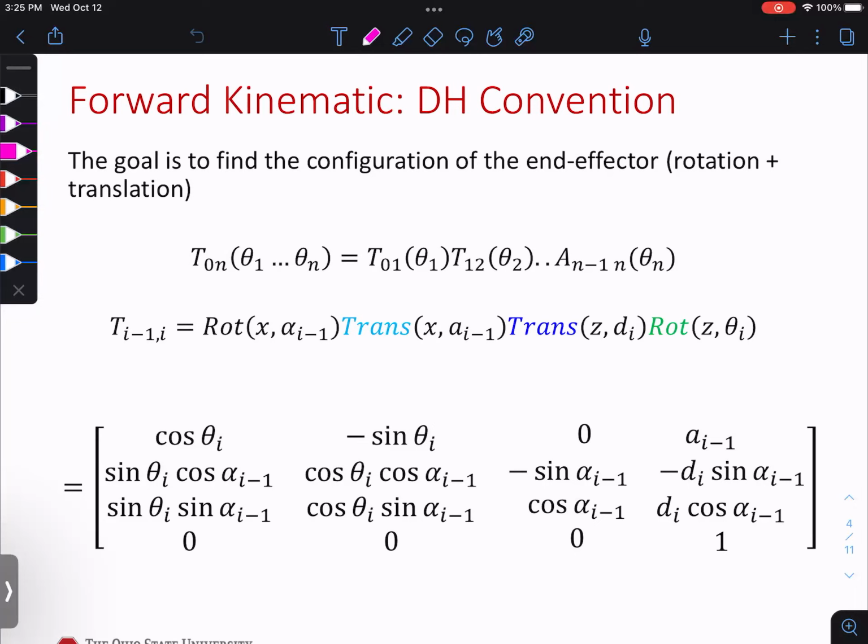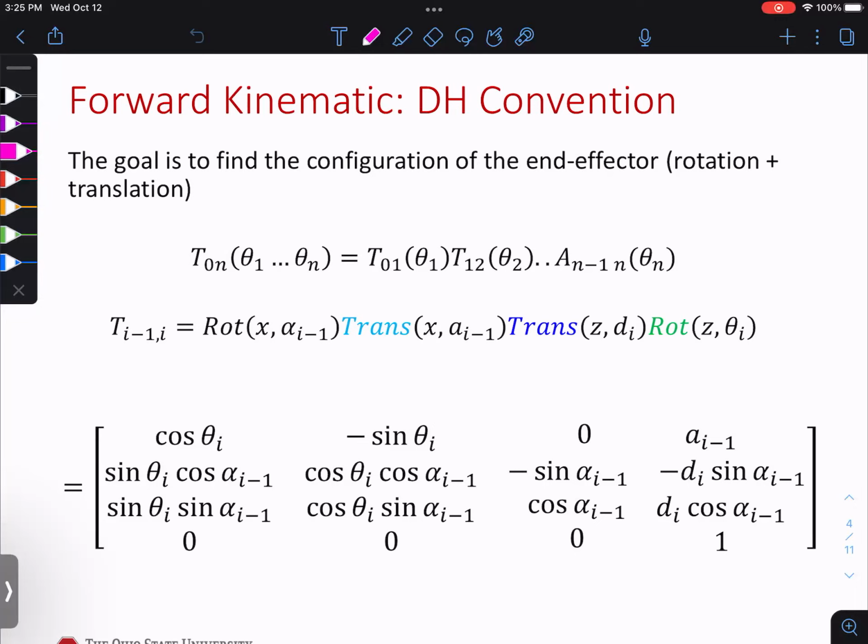If you multiply all of those, so those are all principal rotation and transformation, right? If you multiply all of those, you'll get this. We call this our big matrix. So this is the transformation from link i-1 to link i.